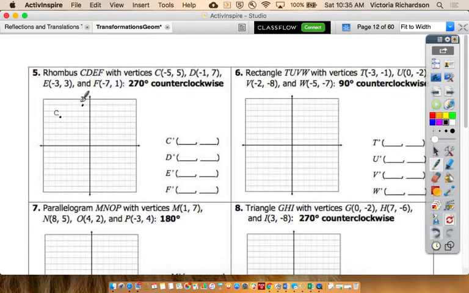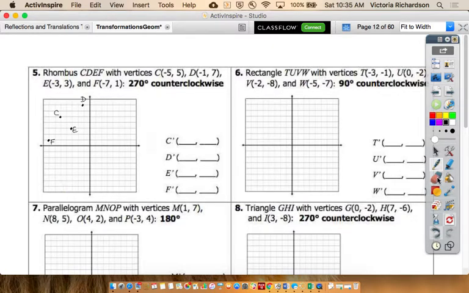That's D. E is -3, 3. So I go over 1, 2, 3, up 1, 2, 3. That's E. F is -7, 1. So I go over -7 and up 1. And that is F. Remember to label your points. It's really important to make sure that you know where your starting point is so that your end points are also labeled the same, or you'll write the wrong ordered pairs down.